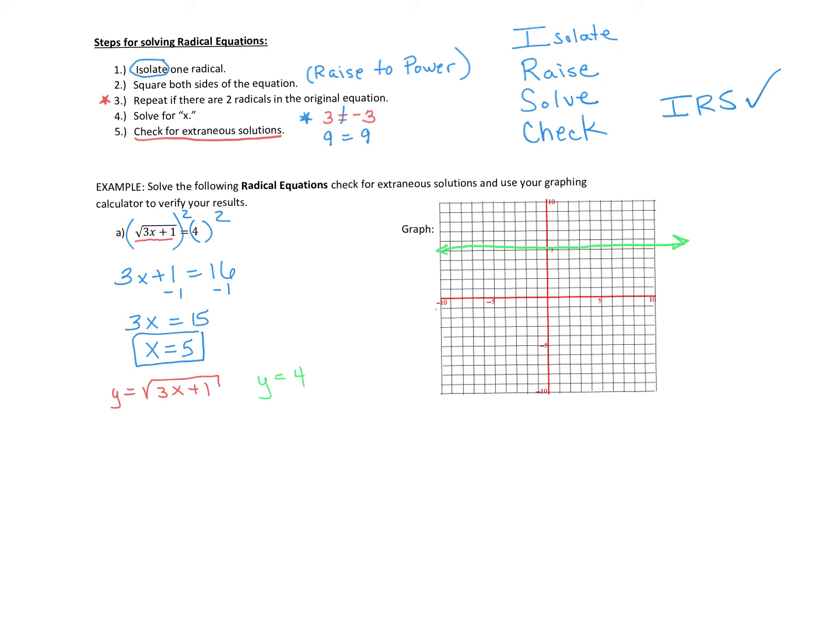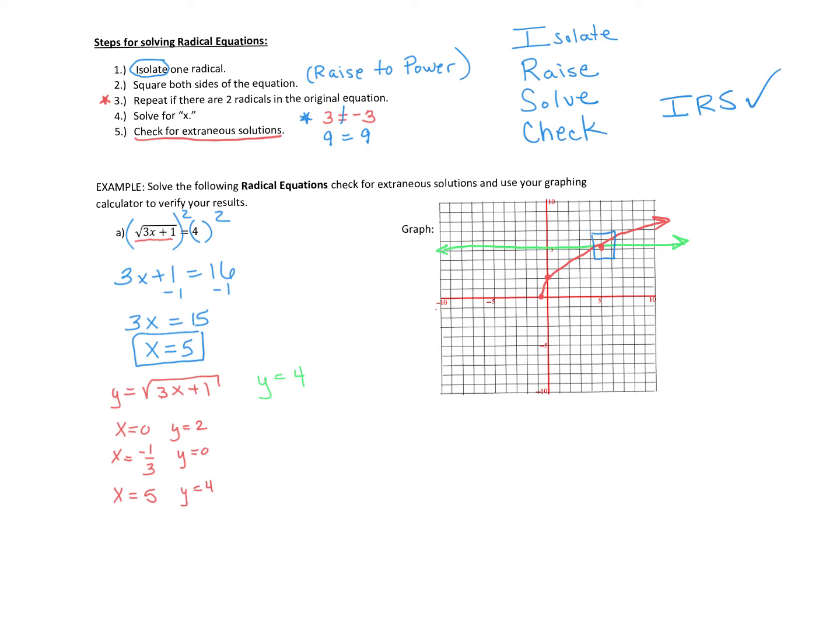So let me plot just a couple of ordered pairs here. If x is 0, I'm going to get the square root of 4, which is 2. So we're at (0, 2). If x is negative 1/3, you'll notice we get negative 1 plus 1, which is 0. And then let's see, if I get x equals 5, that's 15 plus 1, or 16. Square root of 16 is 4. So this graph is going to look something like this, and you can see the place where they cross.